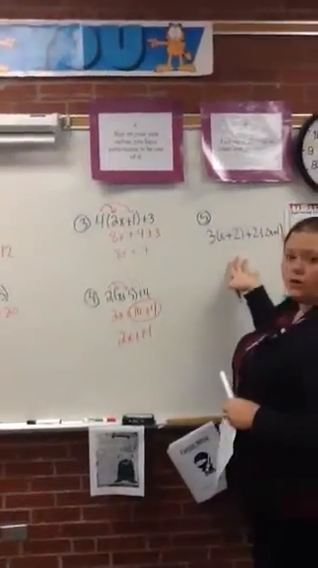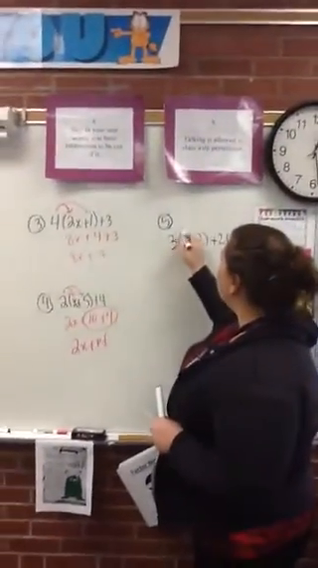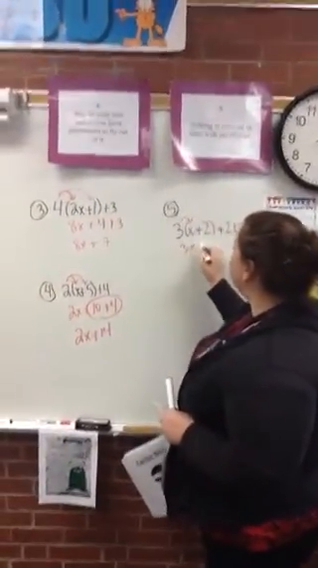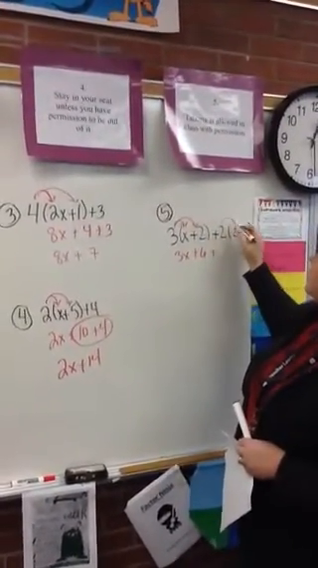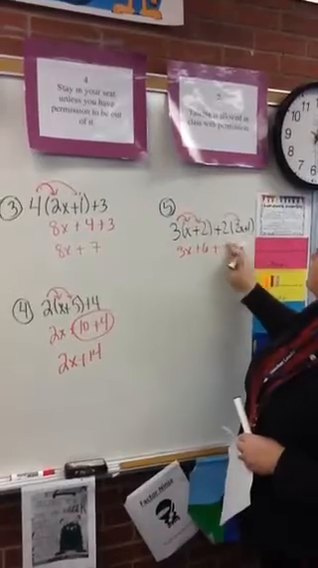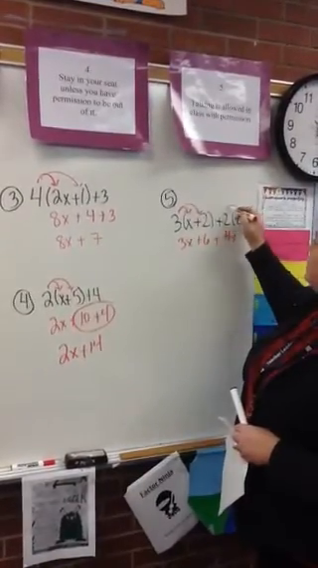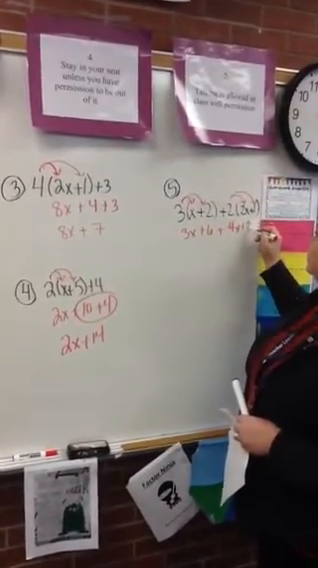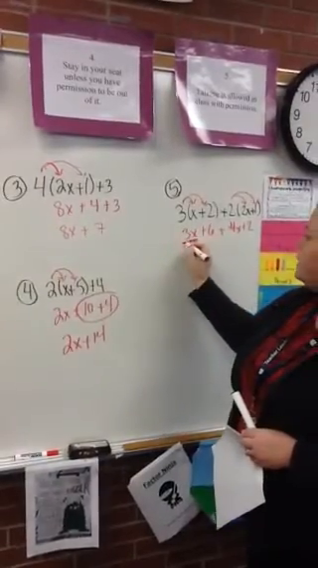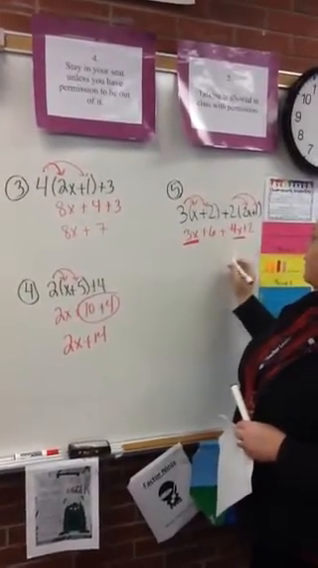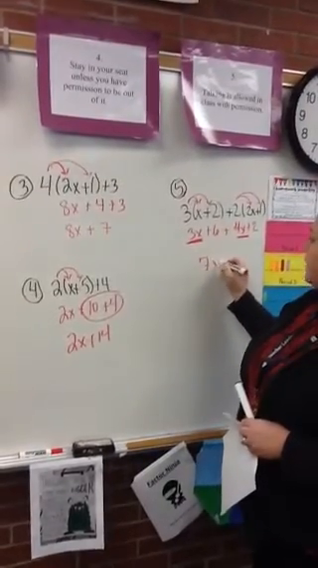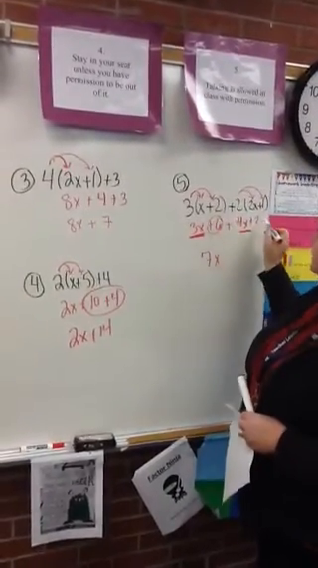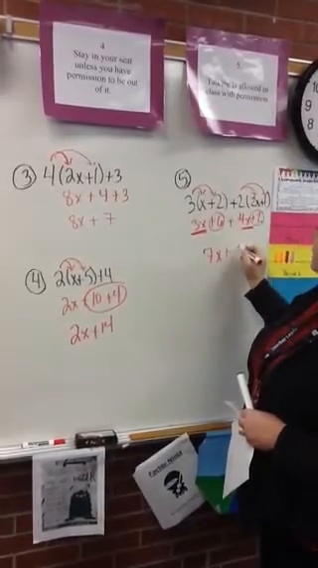And the last one is the hardest of them all. 3x plus 6 plus 4x plus 2. Now I have 3 x's here and 4 x's here. So 3 x's and 4 x's makes 7 x's. And then I have 6 and 2, which makes 8.